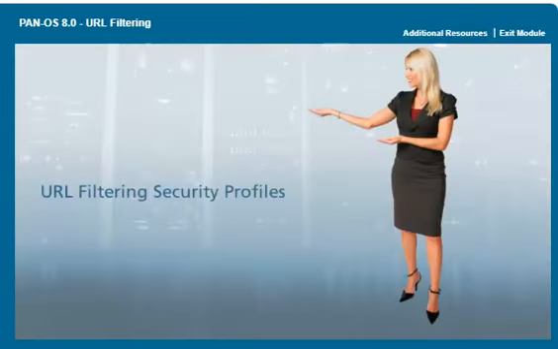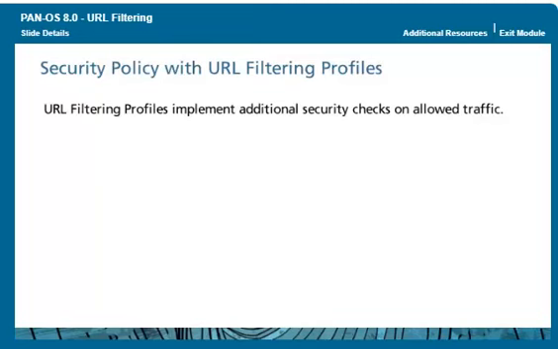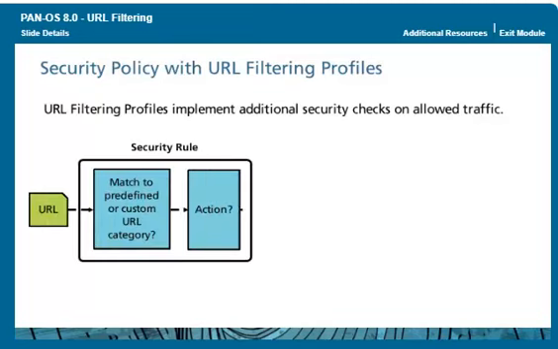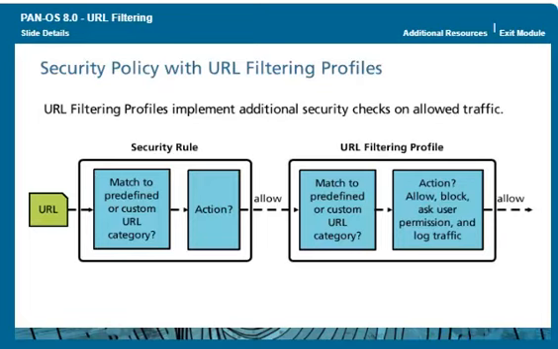URL filtering security profiles. Security profiles are objects that are added to security policy rules that are configured with an action of allow. Security profiles are not necessary for security policy rules configured with the deny action because no further processing is needed if the network traffic will be blocked. As with security policy rules, security profiles are applied to all packets over the life of a session. The security profiles represent additional security checks to be performed on allowed network traffic. Security profiles enable you to have more granular control over allowed traffic.